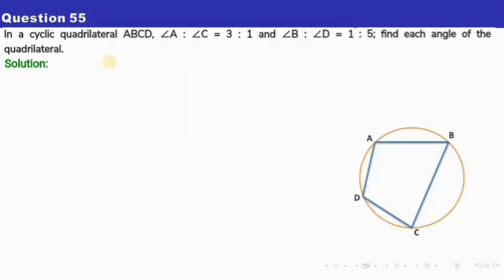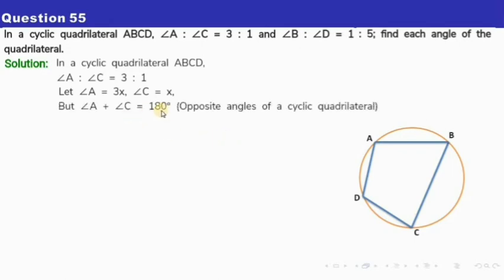Okay, let's see the next question, question number 55. This question is very easy for you. I have drawn one cyclic quadrilateral here, and it is given that the ratio of angle A and angle C is 3:1. So in the cyclic quadrilateral this is given to us. Let me take angle A equal to 3x and C equal to x. Now A and C both lie opposite to each other, so their sum will be 180 degrees. So what is A? A is 3x, and what is C? C is x. So from here calculate the value of x, which turns out to be 45 degrees. So we need to find each angle.